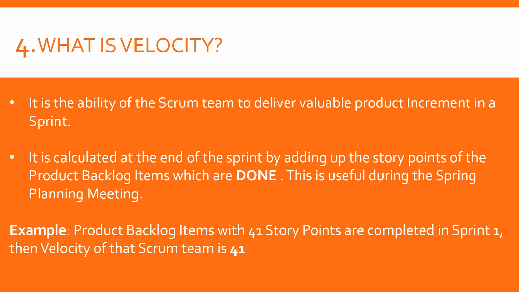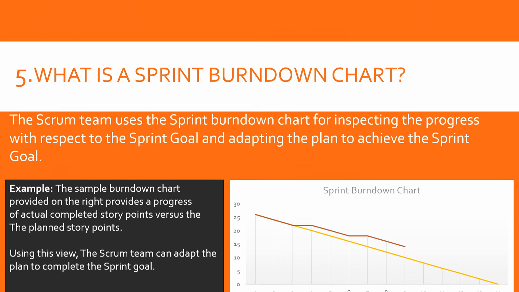Let's continue the example. Let's say in sprint 2, the team completes 42. Then they're going to average out 41 and 42 and use that as a variable in the sprint planning meeting. Basically, this gives an idea of what the team can deliver in a particular sprint, and it's used for planning. So that's the main use of velocity.